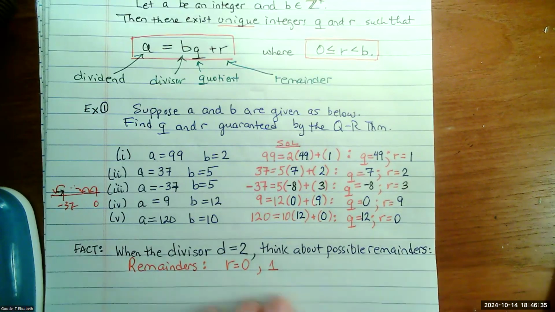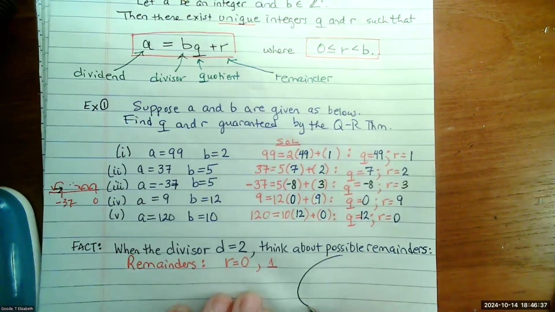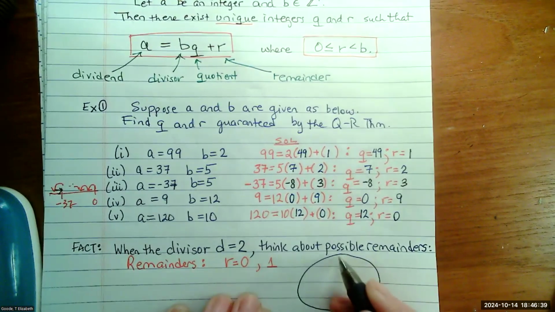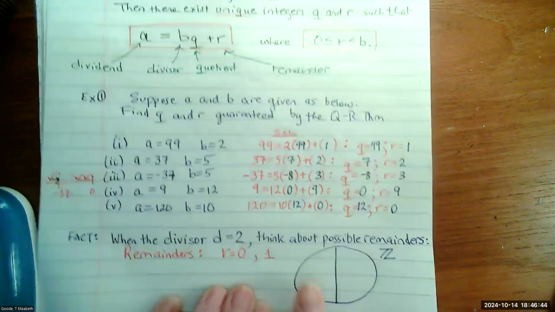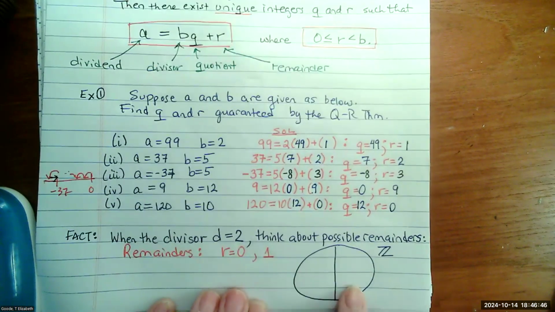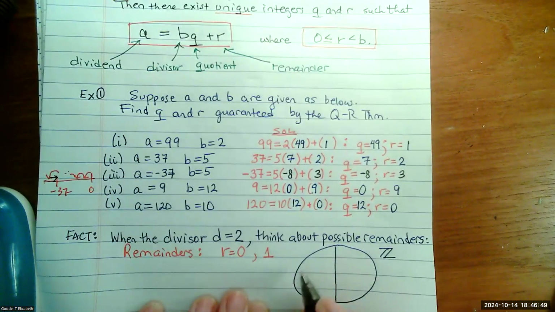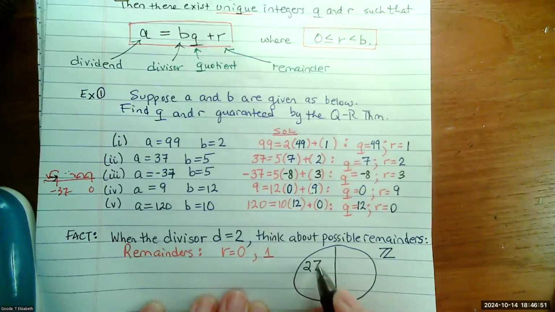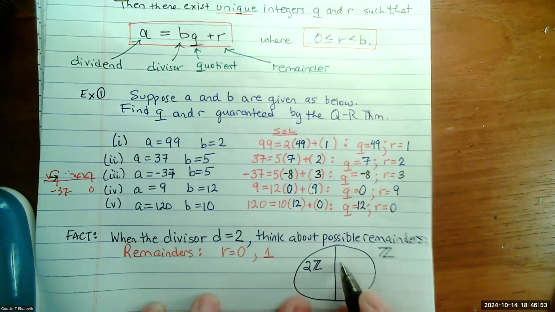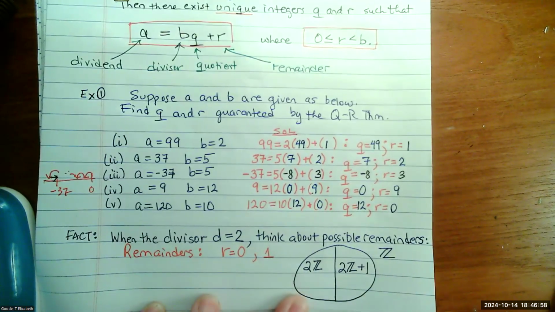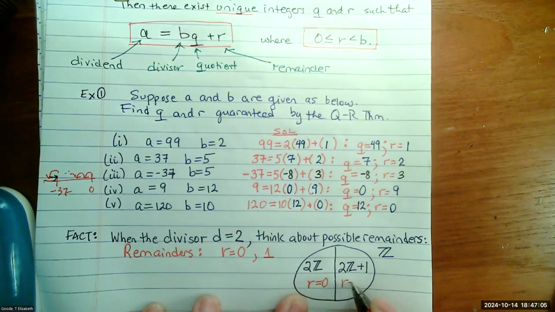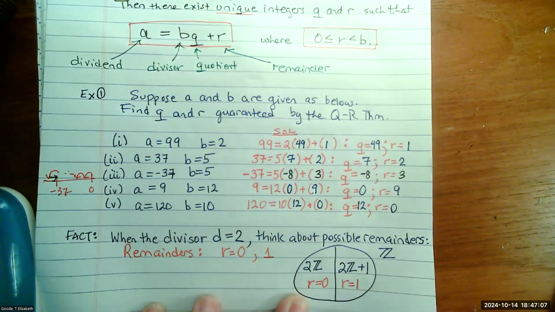So what happens to the set of integers when we are dividing by d equals 2 is the integers get split up into 2 subsets. And one of these subsets we call 2Z, that's the evens. And the other subset we call 2Z plus 1. Of course, that's the odds. And the evens are all of the integers that yield a remainder of 0 when they're divided by 2, and the odds, of course, yield a remainder of 1.